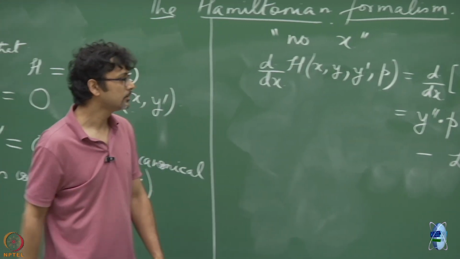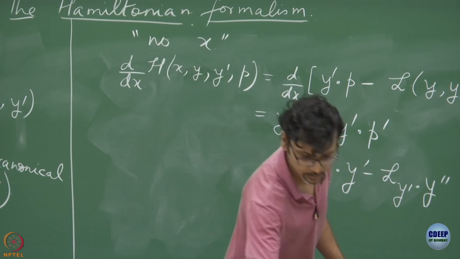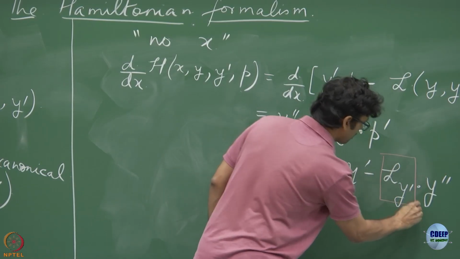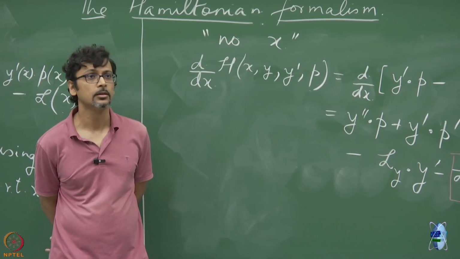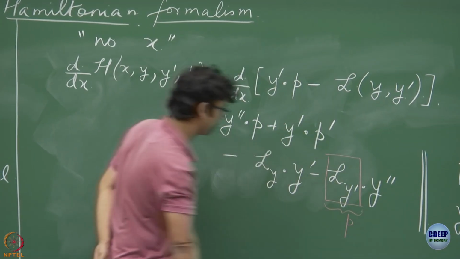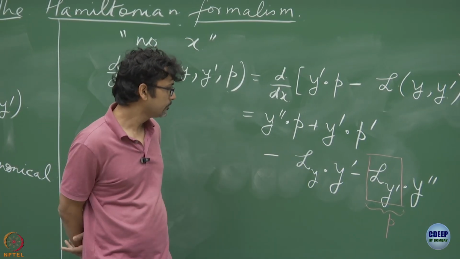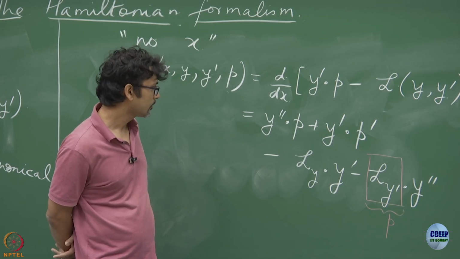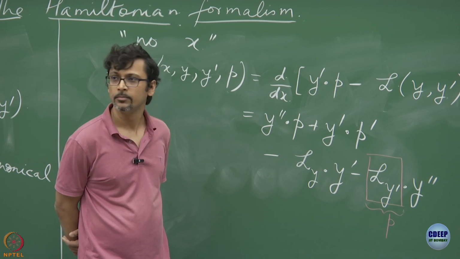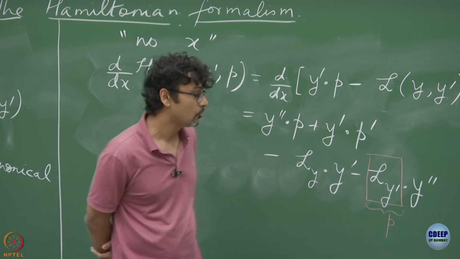And what is that? What is this object? I have erased it from the board now, but by definition, what is this object? It's p, right? So this object is p. What about this object? Yeah. What can you say? See, this is p prime minus Ly. And that is, Ly is partial of L with respect to y.